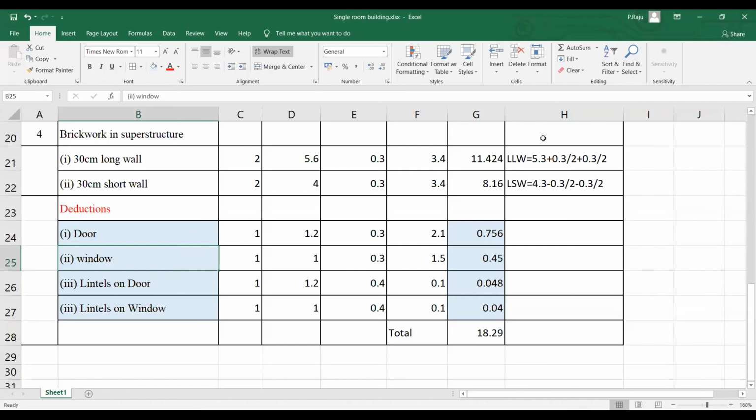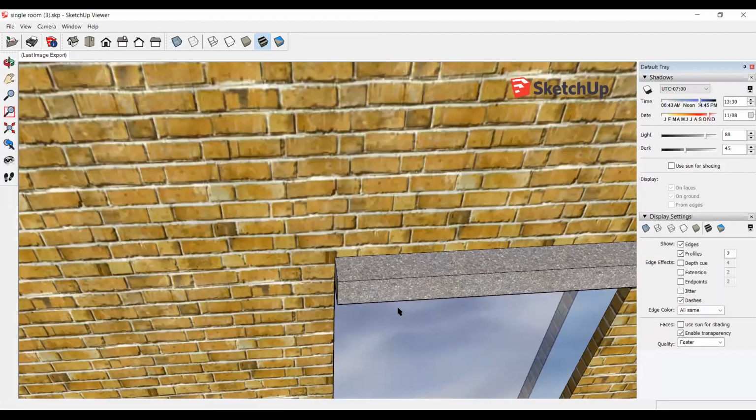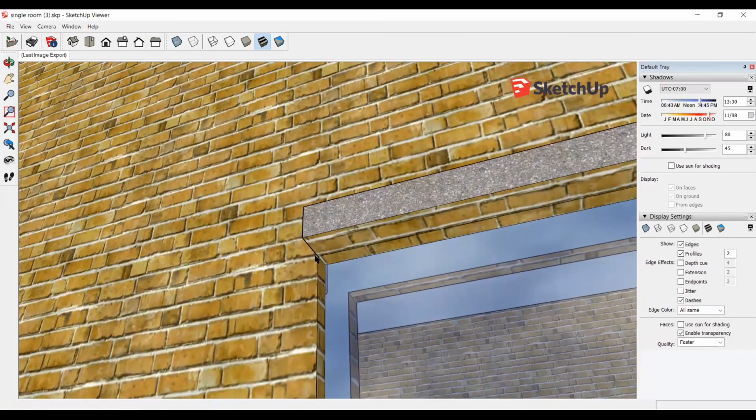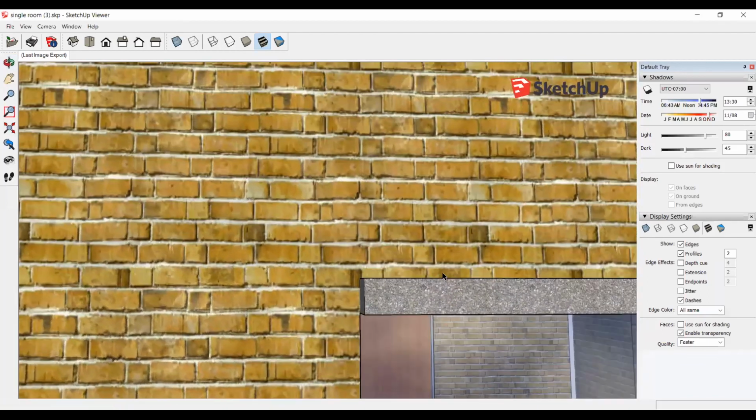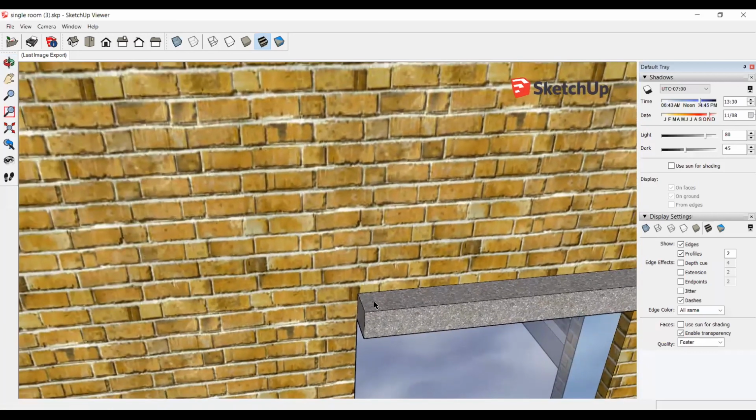Someone said a very good thing. Very good. So actually here it is not 0.4, it is 0.3. Can someone say why it is 0.3? Very good, excellent. Here we have calculated the thing which has to be deducted up to this part. This part is a projection which is not in the brickwork in superstructure. We haven't calculated this, so we need not deduct this.